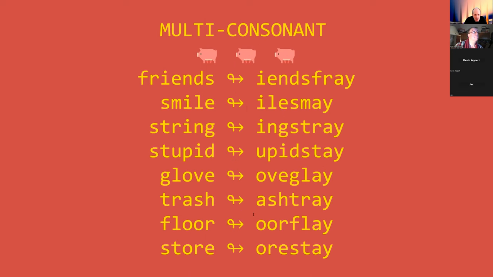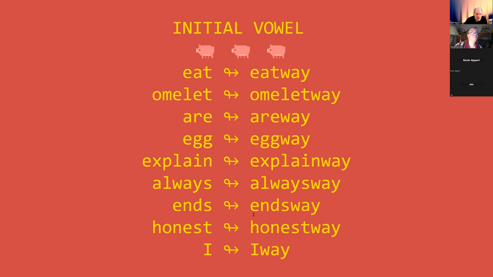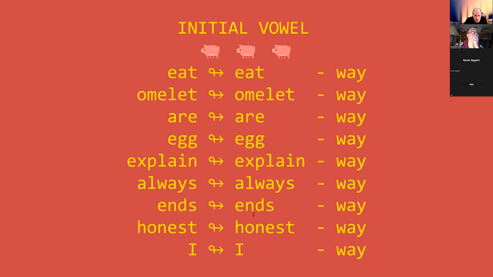The same thing applies when there are multiple consonants. When you have a word like friends, it's iendsfray and smile is ilesmay and so on. So you want to take all the consonants up to the first vowel and bring them around to the back. There's a special rule when it comes to leading vowels, and there's a little bit of variability if you go look at the Wikipedia article as to how this is done. What I learned as a child was just to slap way on the end, and that seems to be a common one where you just take the word and slap way on it.